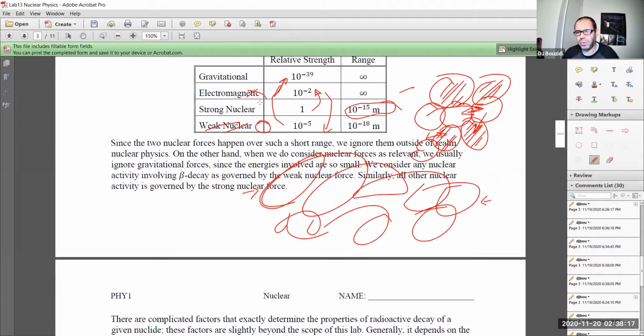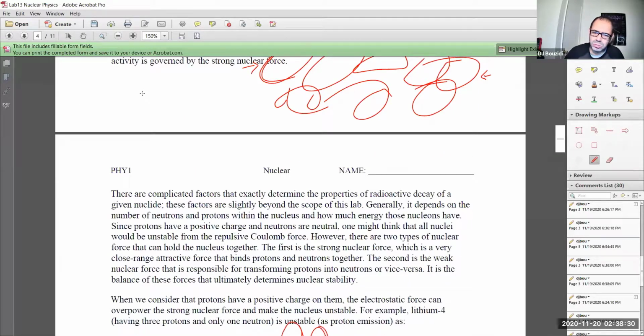Okay, so large atoms, large nuclides are not really stable because of this thing in here. So that is in a nutshell what's going on at this level, and this is what we're trying to explore in here.